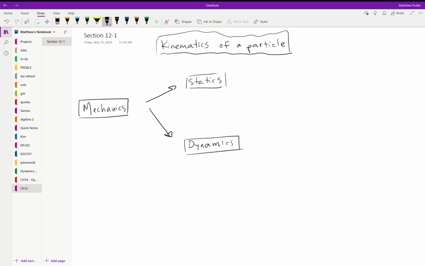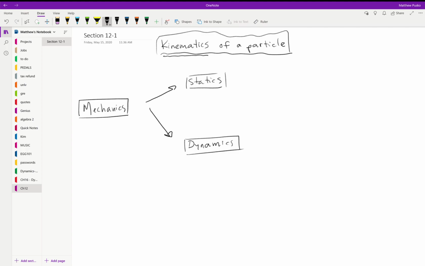Okay, so let's start out by talking about the kinematics of a particle, and I'll get to what the word kinematics means in a moment.